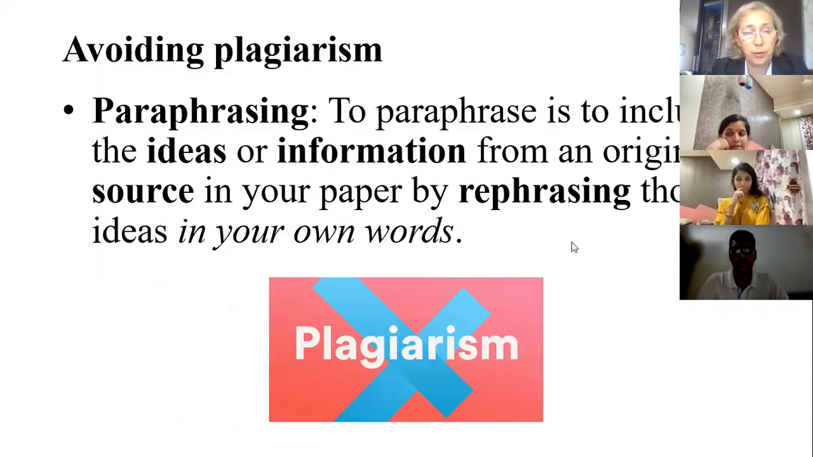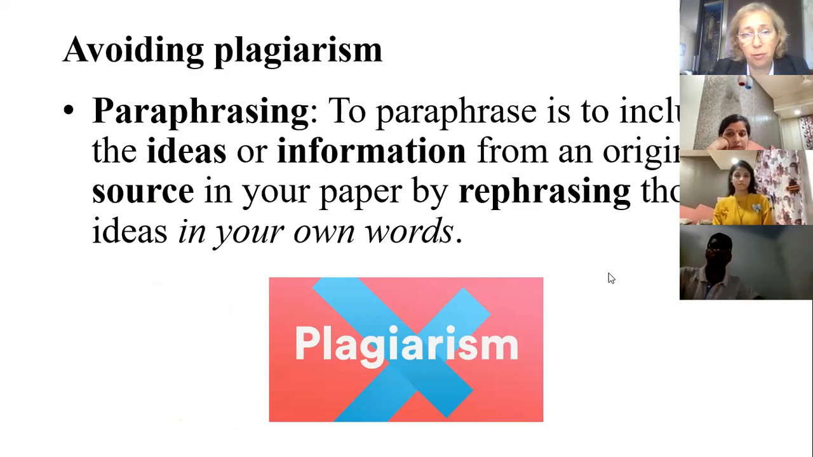And if we speak about avoiding plagiarism, how should we do this? One of the ways is paraphrasing. To paraphrase is to include the ideas or information from the original source in your paper by rephrasing those ideas in your own words. It works like this. You read something on the internet, you like this idea, but you should put aside the text, and you should rewrite it, paraphrase in your own words, using synonyms or changing the structure of the sentence. So this is the way to avoid plagiarism. But of course, you should give the link to the source of information.